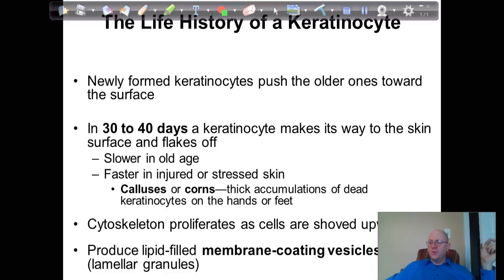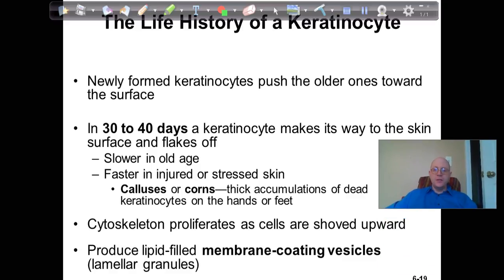It gets slower in old age, as does most cellular reproduction, which is why an older person's skin may be more thin and more easily bruised, because there's actually fewer layers of dead cells on the top. If you get calluses or corns, you get thick accumulations of dead keratinocytes on the hands and feet as a result of putting strain on the skin by, say, accumulating a blister first. And the cytoskeleton proliferates as the cells are shoved upwards. So that means that internally, the protein fibers are becoming denser and denser and denser.